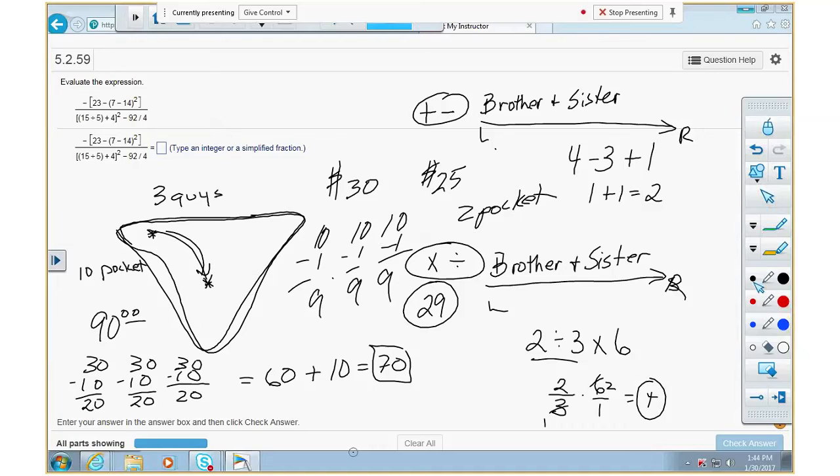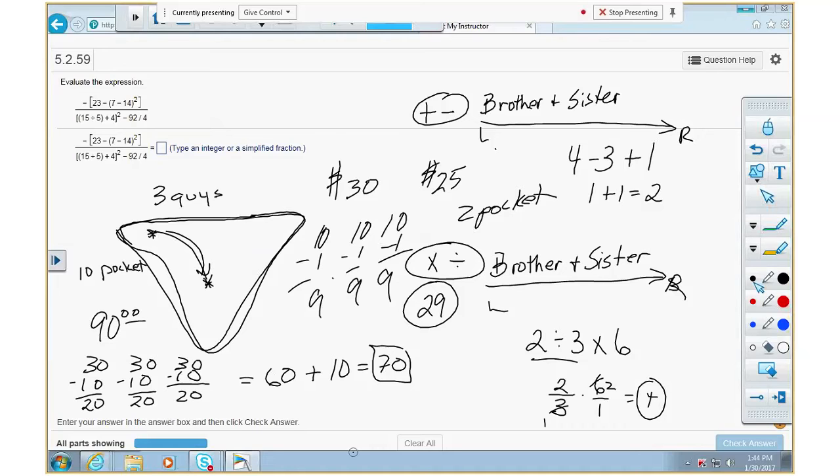The answer is the same for both. You don't subtract before you what? Multiply. So I subtracted 30 minus 10, 30 minus 10, 30 minus 10, and then I did 20 times 3 is what? 60. You can't do that. That's called illegal operations. Okay?